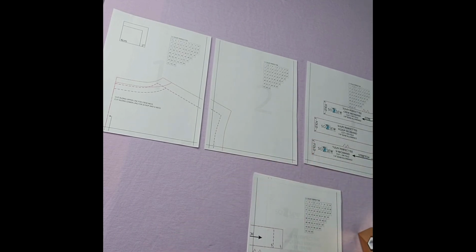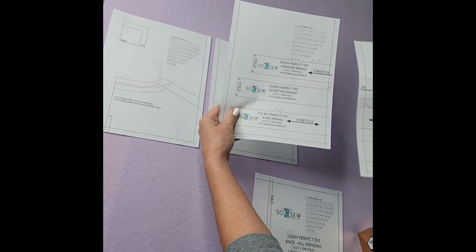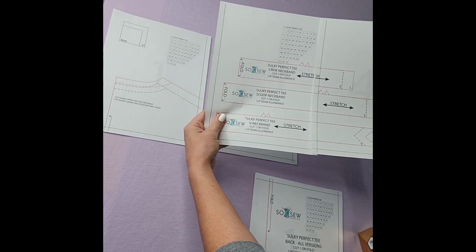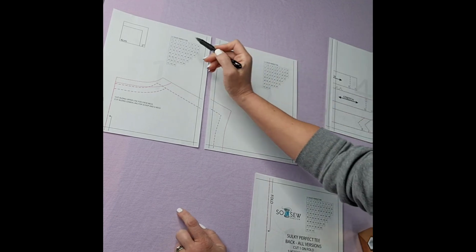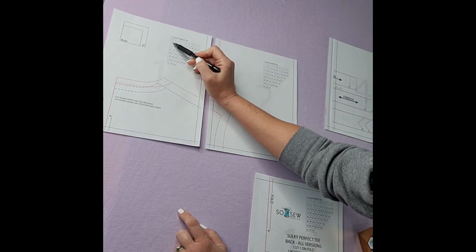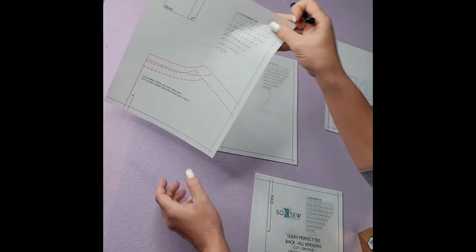When I look at the pattern on pages 3 and 4, I can clearly see that those are the neck bands, and that they are not part of the bodice, and I lay those aside. I will be focusing now on page 1 and page 2.